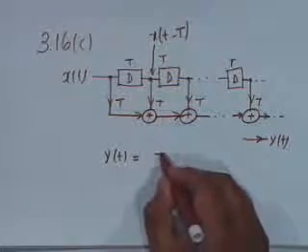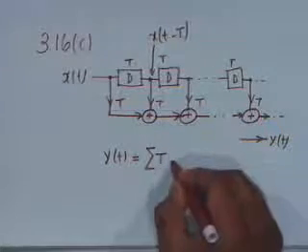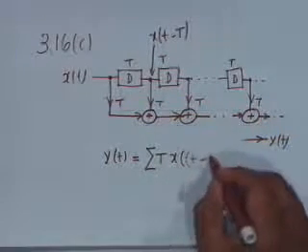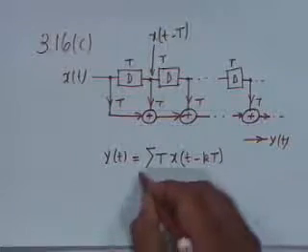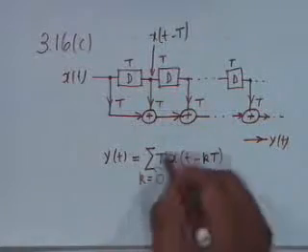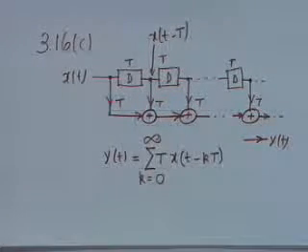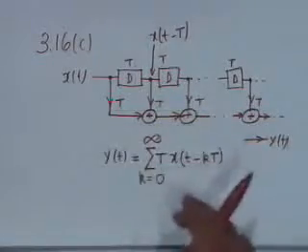And therefore it is T times x of t minus kT, where k goes from 0 to infinity. Is this relationship between the input and output obvious? All right, this is obvious.